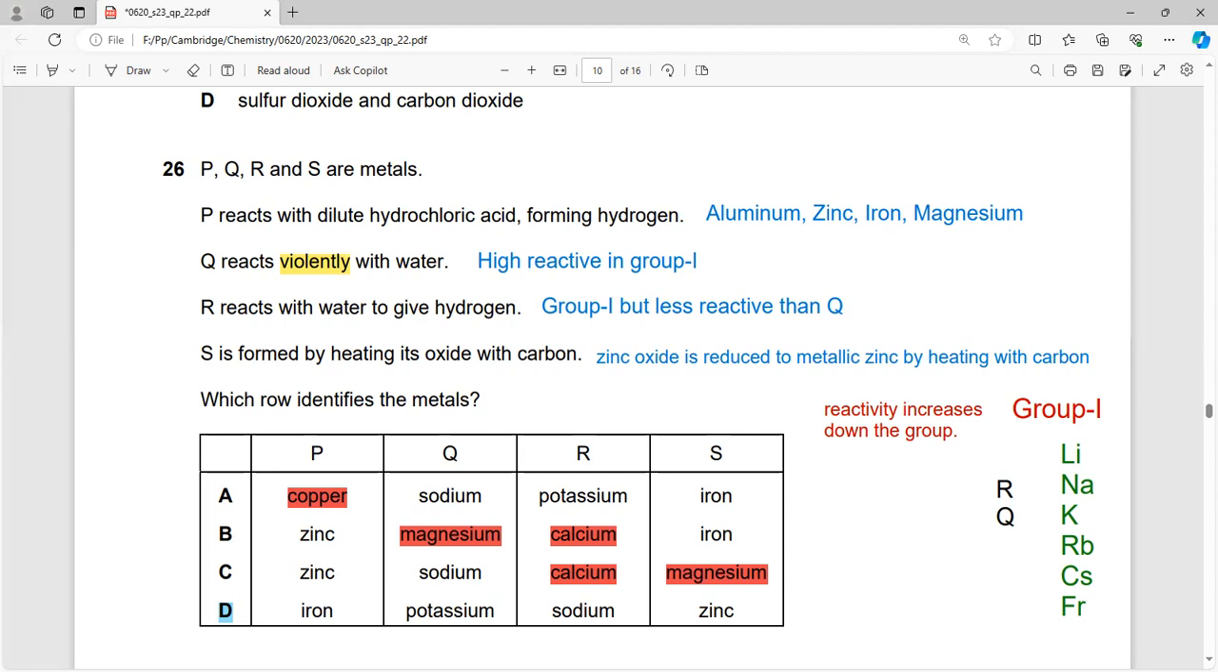And in this way, if you compare this property, you can see that reactivity increases down the group, so that's why Q is more reactive as compared to R. So the one that reacts more violently will be our potassium. In that way, you can easily get your answer more quickly. So the correct answer will be D here. What about the last one? Zinc has a particular property. It can form an oxide with carbon.